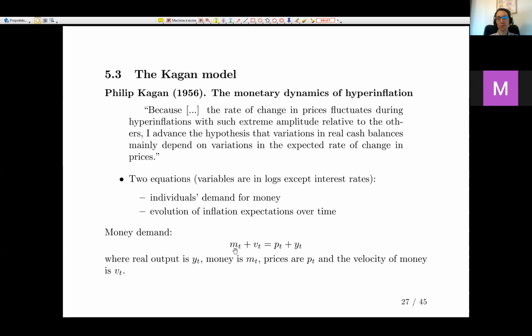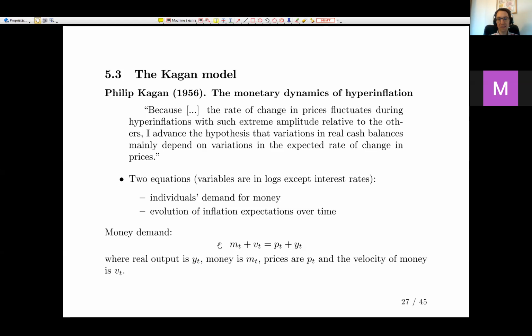And this is, of course, in nominal terms. So it's in euros, for instance, and this is in euros too. So V has no units. Okay, that's the first step. The second step to know is what dictates velocity. In Kagan's model, velocity is dictated by the nominal interest rate. It could be dictated by other things.